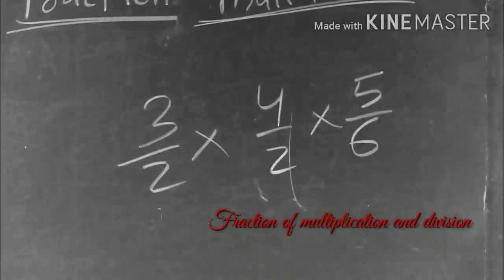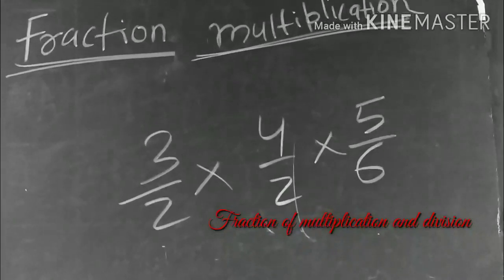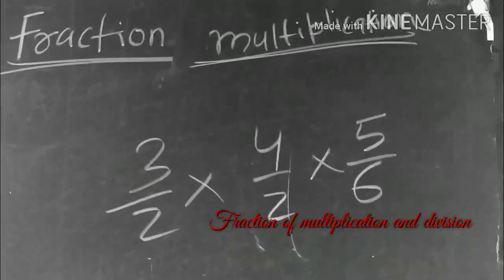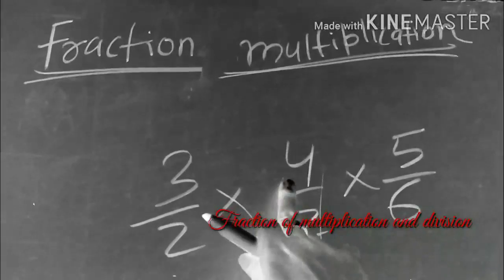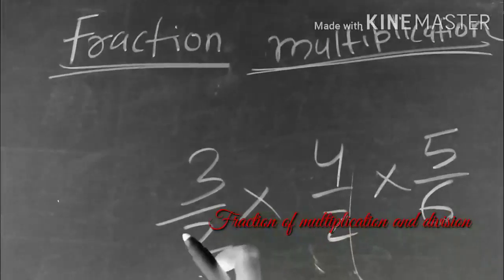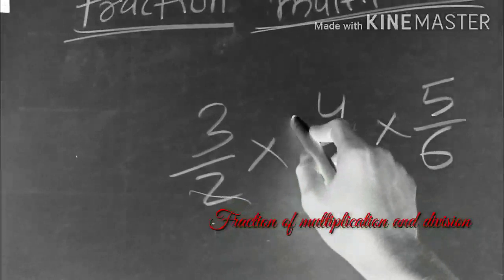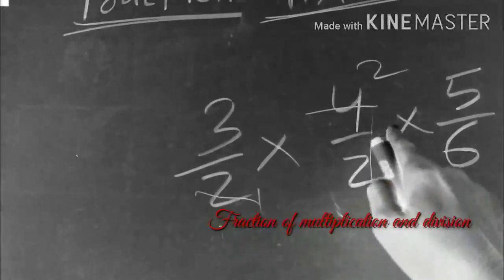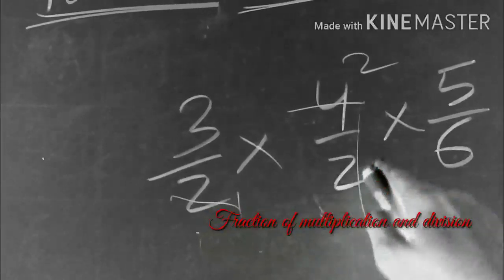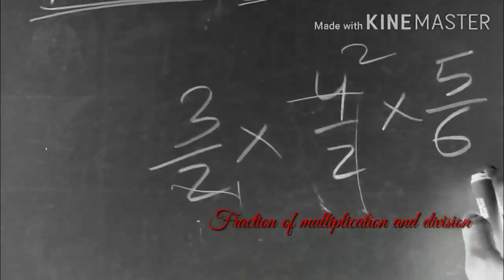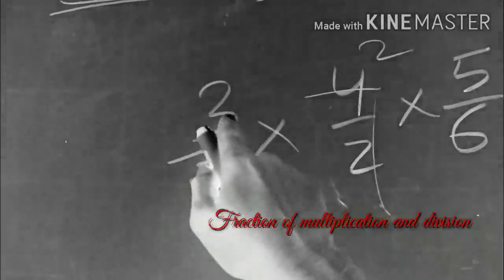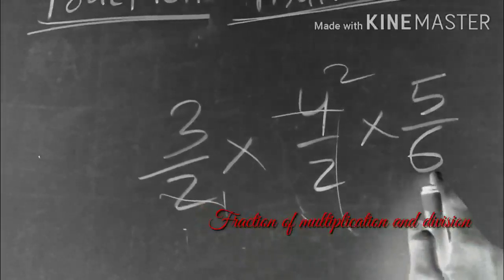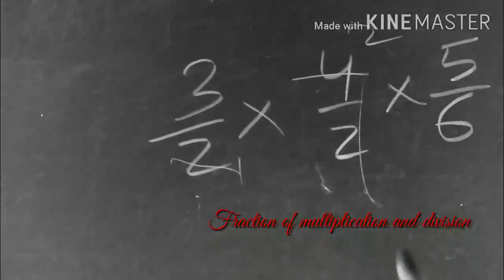Look at this video. 3 by 2, 4 by 2, 5 by 6. So we will cancel out, because this is a denominator and this is a numerator, so it is possible to cancel out. 2 2s are 4 and 2 is also possible to cancel out, and 3 by 6 can also be cancelled, because this is a numerator part and this is a denominator part, so it is possible to cancel out.